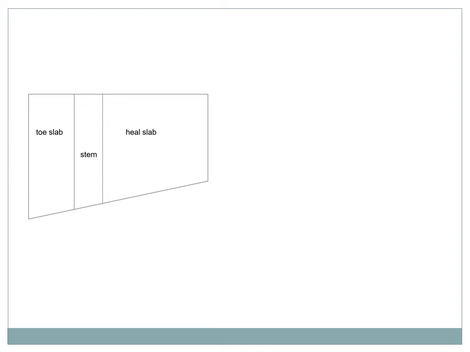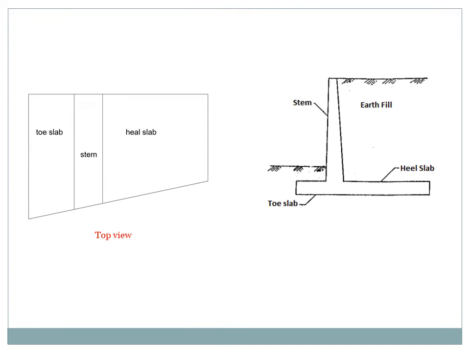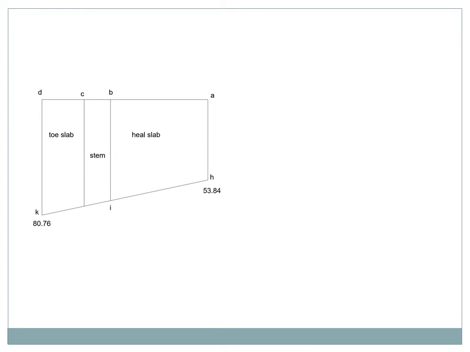So this is the top view of our retaining wall. Okay. So the left side portion is the toe slab, the center is the stem portion, and the right side is the heel slab. Okay, this is our retaining wall. You can imagine it from the top view of our retaining wall. So mark the values. Okay, our sigma minimum value is 53.84. We can mark the H portion, and sigma maximum is 80.76. Then you can give some names like A, B, C, D, P, Q, R, S. Any name you give will be fine.